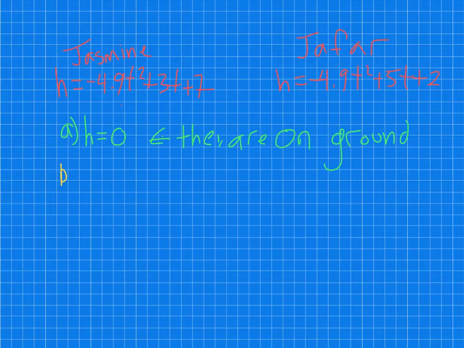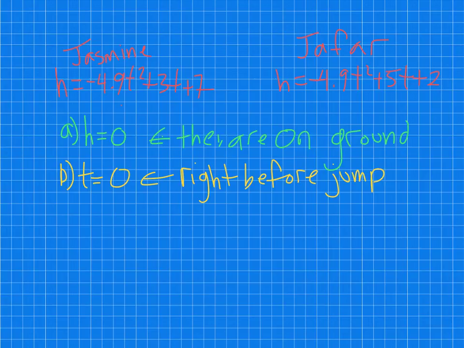Part B, t equals 0. Well, if t is the seconds after the jump, t equals 0 is right before they jump. That's an important concept for us to understand too. So I'm going to keep asking that type of question over and over again. The answer will pretty much always be the same as far as something that we can work with.